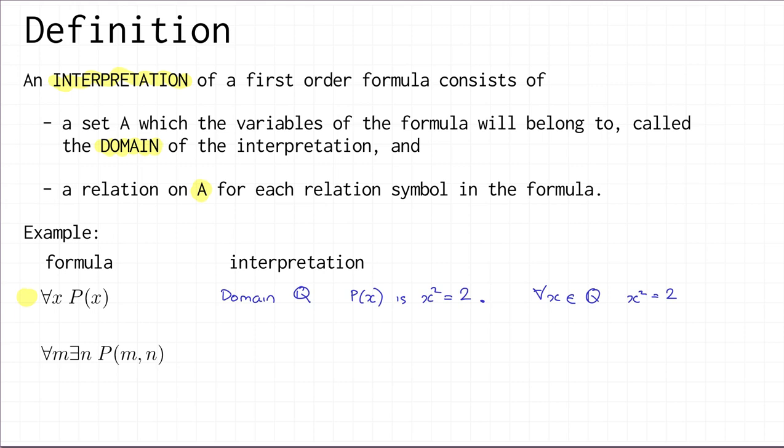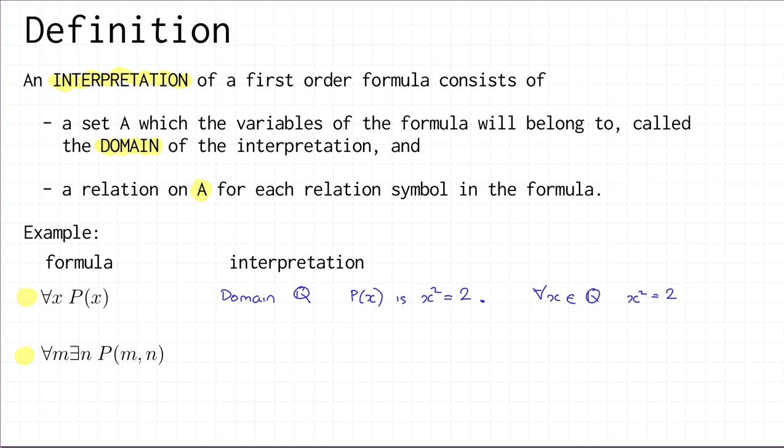Okay, let's move on and look at another more complicated first order formula. So this one here, for all m, there exists n such that p of m n. So this time we have two quantifiers. We have the universal quantifier, the upside down A. We have the existential quantifier, the there exists quantifier, which is the backwards E. And we have two variable symbols, m and n, and we have a relation p, which is a relation between two things, so a true or false statement about two things.